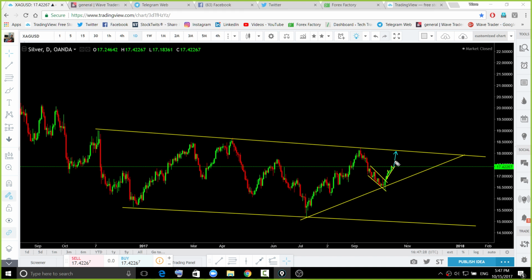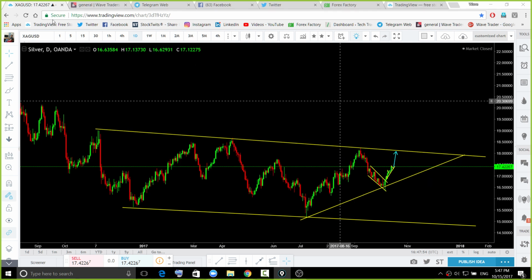Okay, so this is the move I'm looking for. I'm looking for this wave to complete at that top, and then we're going to decide whether it continues for further upside or gets back to the bottom again, something like that. We'll see what is going to happen at this area, at that trend line.